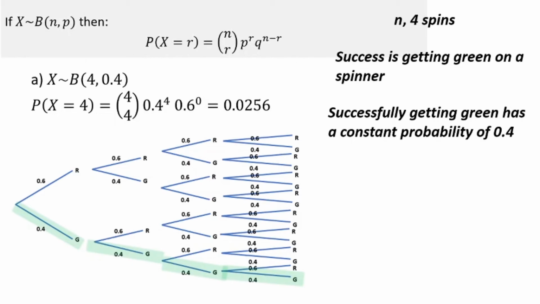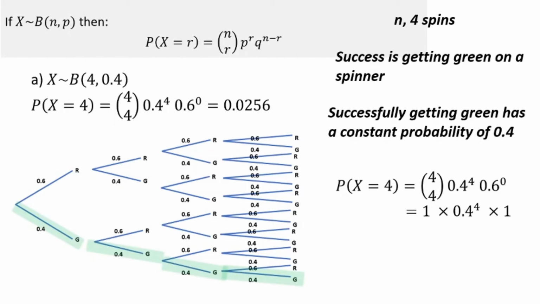Looking at the probabilities, I have 4 instances of the successful probability. I have 4 instances of p. I have 0 instances of q. I have 0 instances of a failure. 0.4 to the power of 4, 0.6 to the power of 0. Now, if you're on the ball and you're thinking about this, you'll realize if 4C4 is 1 and 0.6 to the power of 0, or anything to the power of 0, is 1, the only meaningful part of this calculation is the 0.4 to the power of 4.